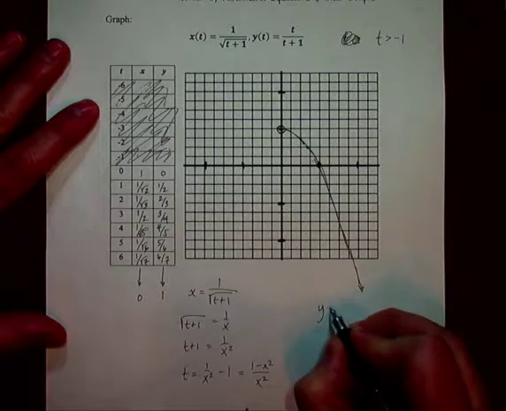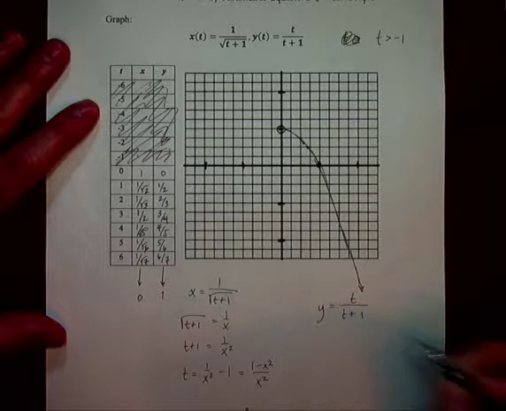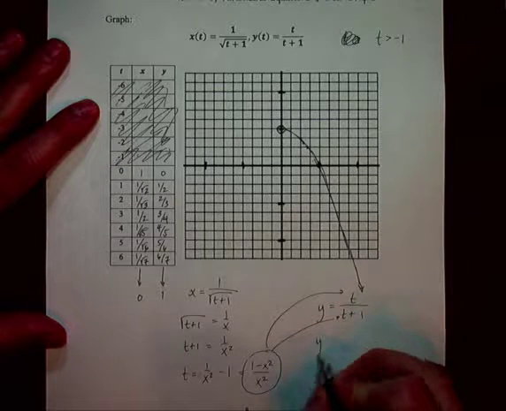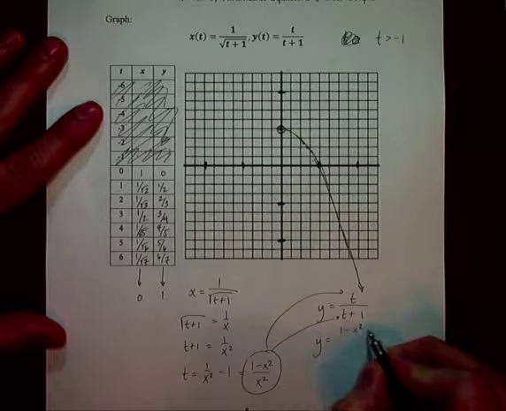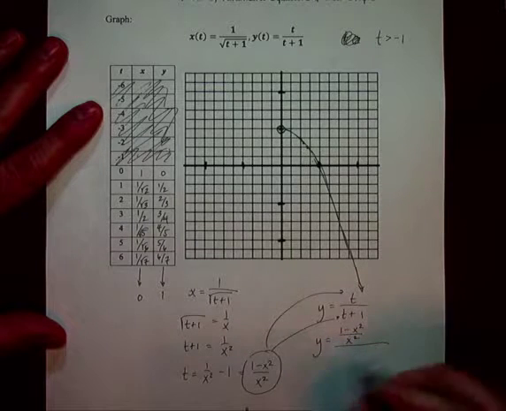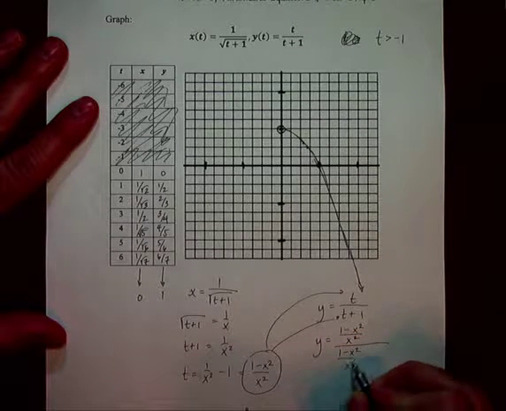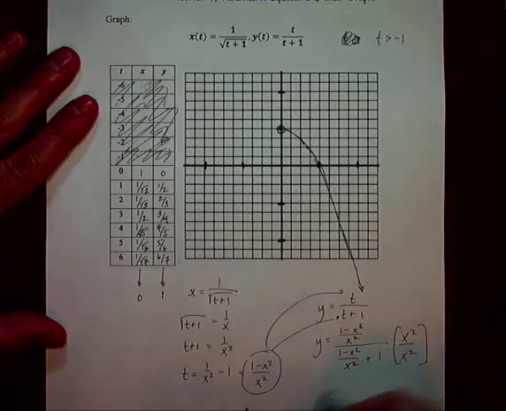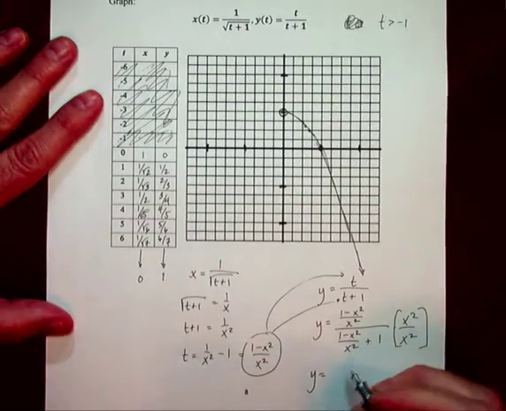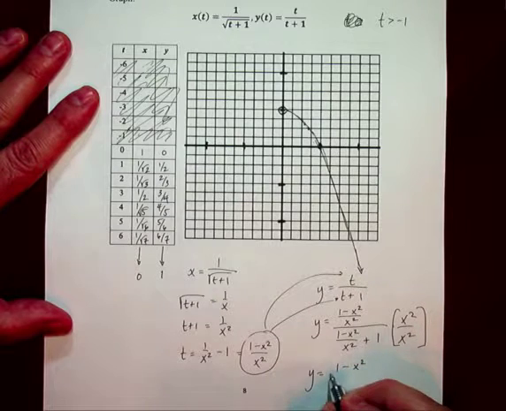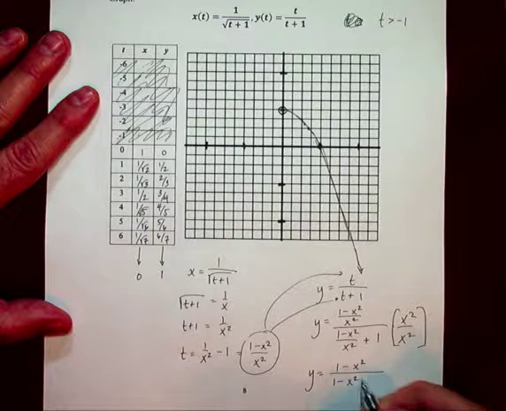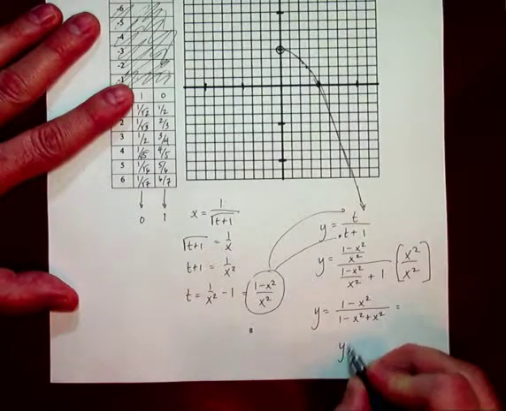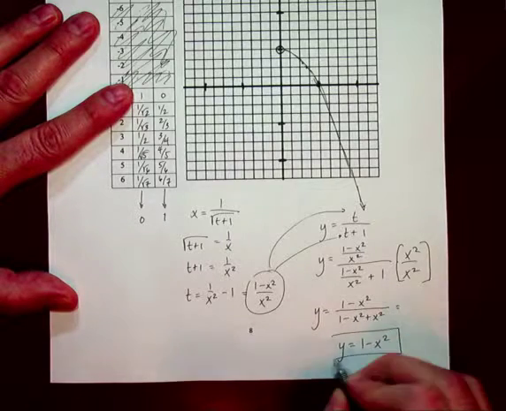We know that y is equal to t over t plus 1. We're going to take that and plug it into both places for t, and we're going to get y is equal to (1 minus x squared over x squared) over (1 minus x squared over x squared plus 1). Well, it's a complex fraction, so let's multiply by x squared over x squared. And what we're going to get is 1 minus x squared in the numerator, and then 1 minus x squared plus x squared in the denominator. I got news for you. Those x squareds in the denominator cancel, and I'm left with 1 minus x squared.